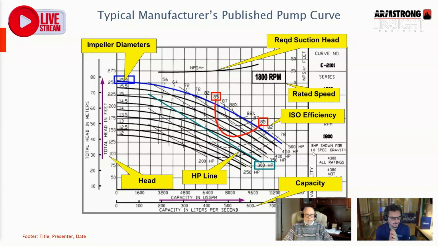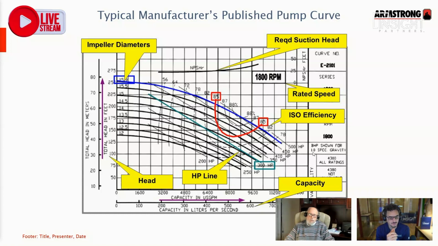Paul Holloway asks, those efficiency curves are only mechanical efficiency, correct? As opposed to water to wire efficiency. This is a combination of mechanical and hydraulic efficiency, which is what we're required to publish based on HI.